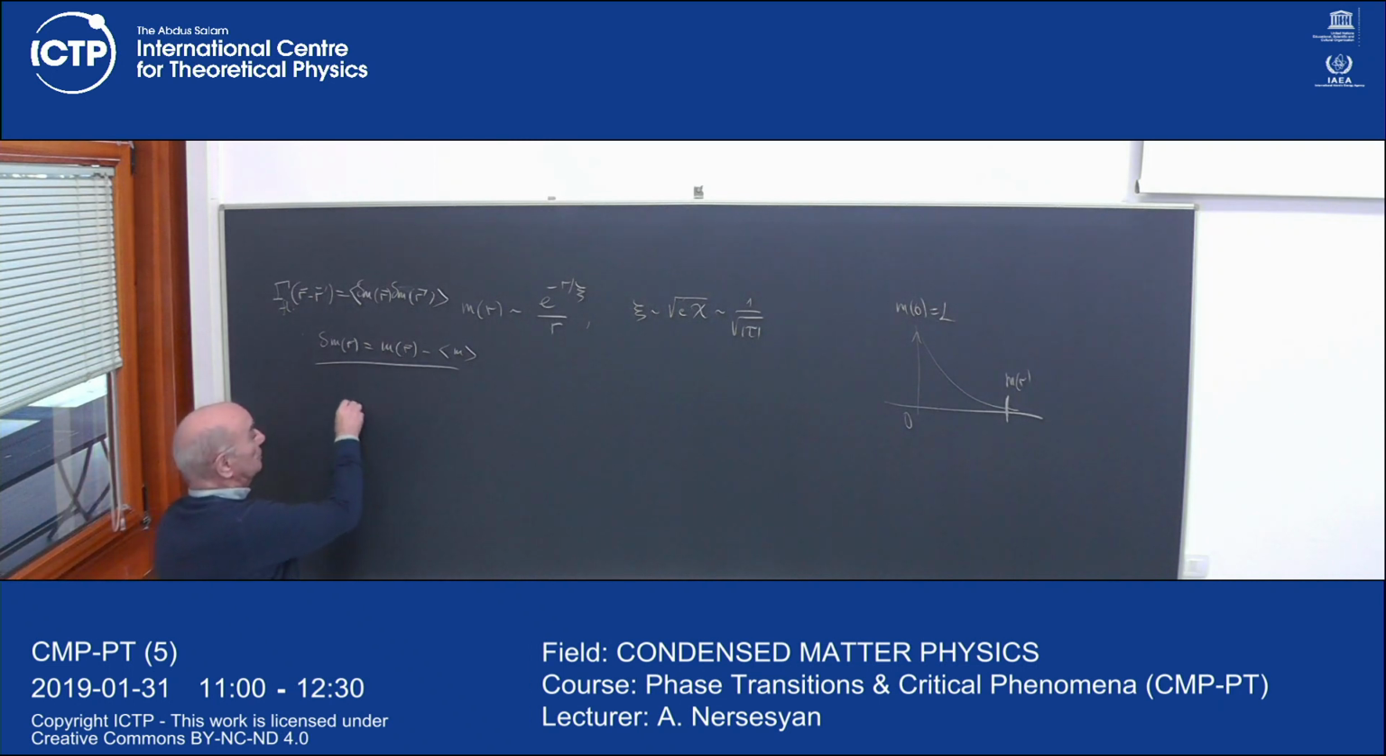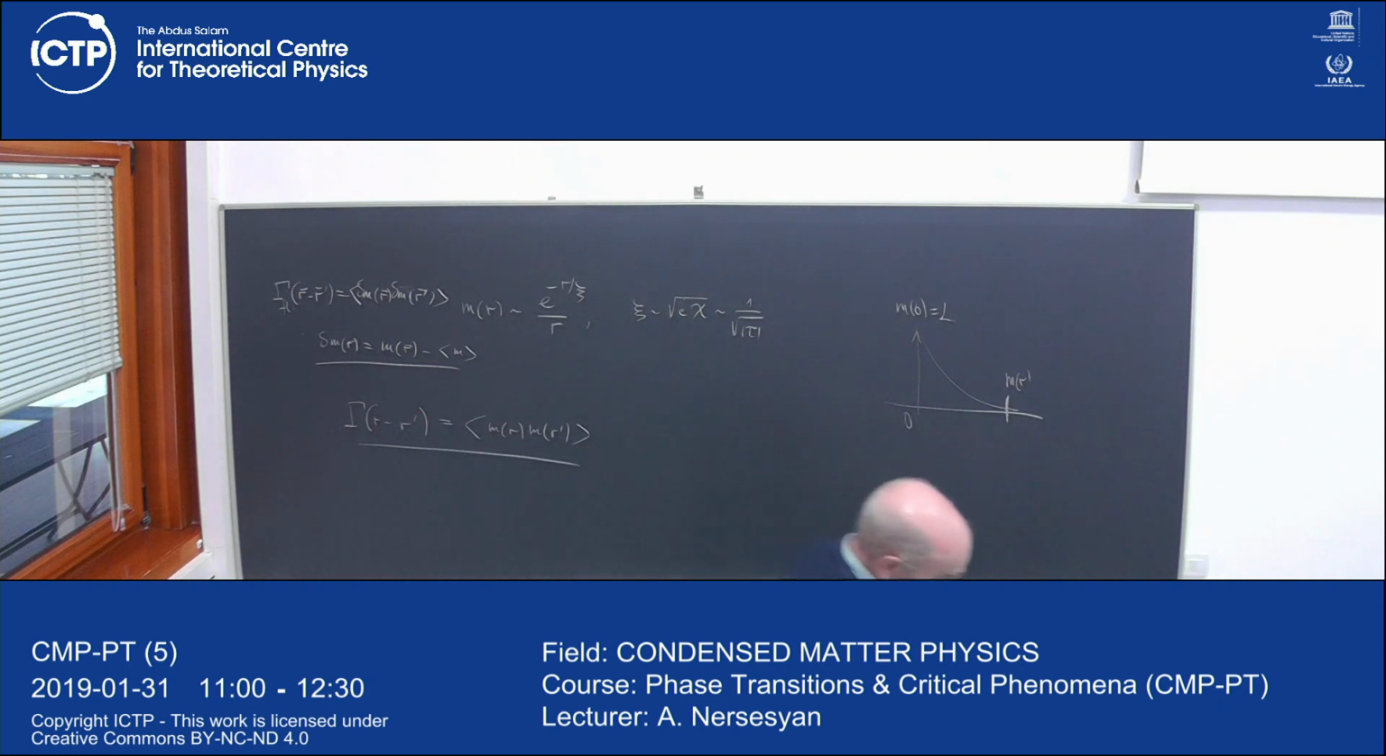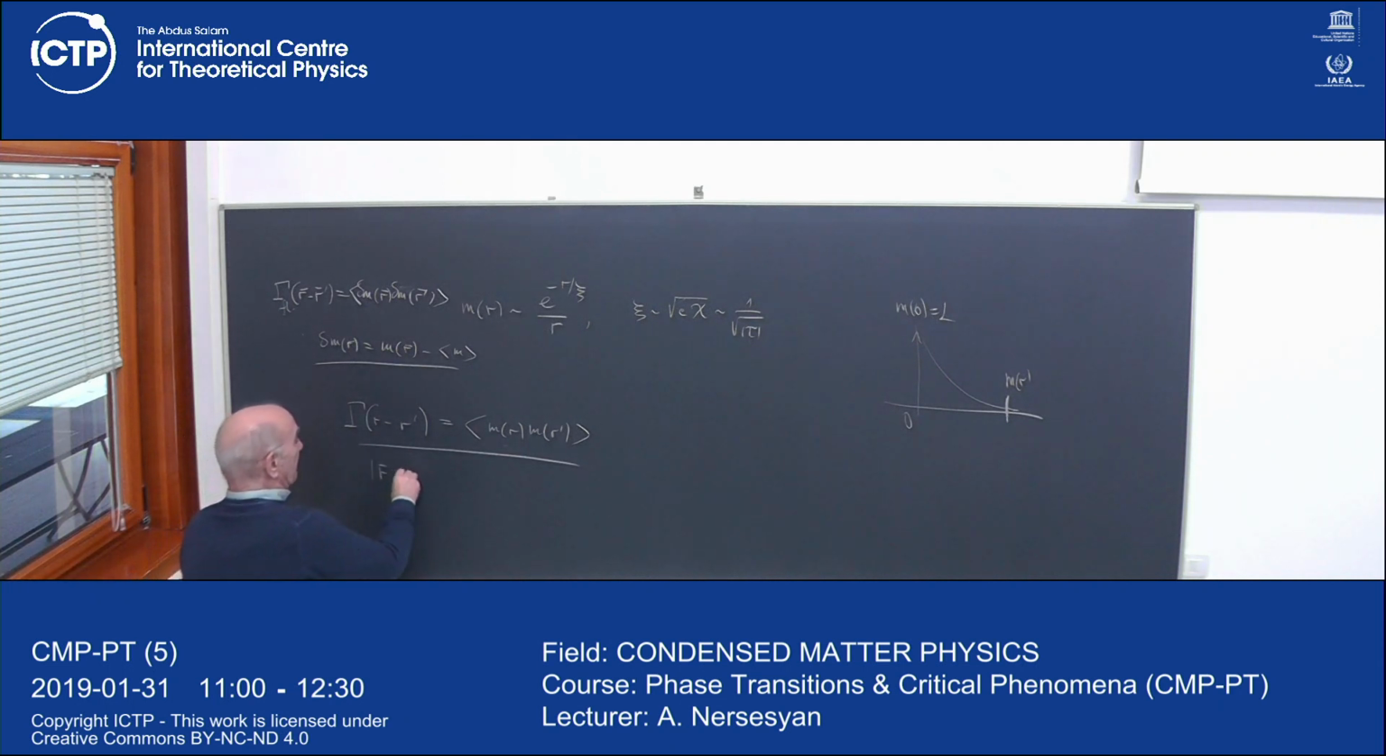So if I had introduced the original correlation function m of r and m of r prime, and that's actually the way we didn't discuss it clearly, but we should have done it. Perhaps I should have done it before. So you may ask yourself, if I define the correlation function like this, what should I expect when the distance r minus r prime goes to infinity?